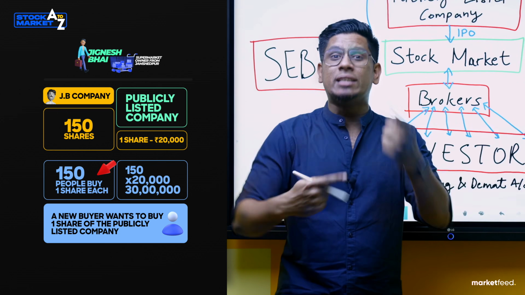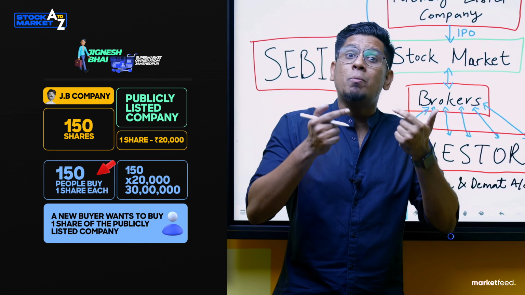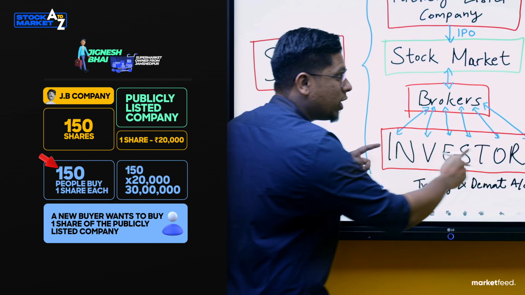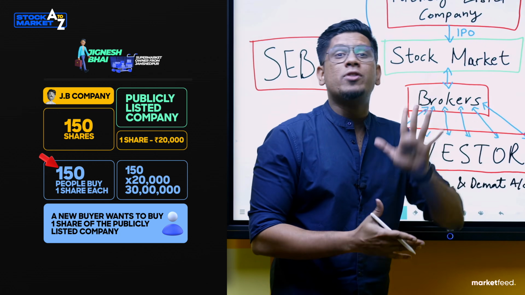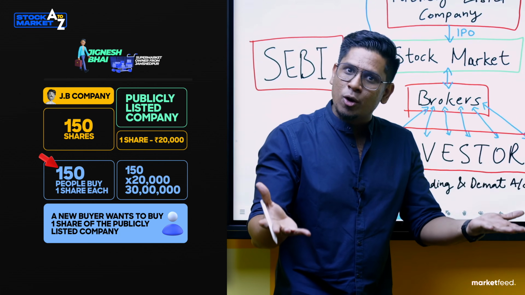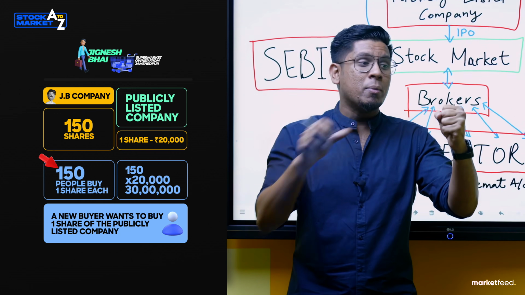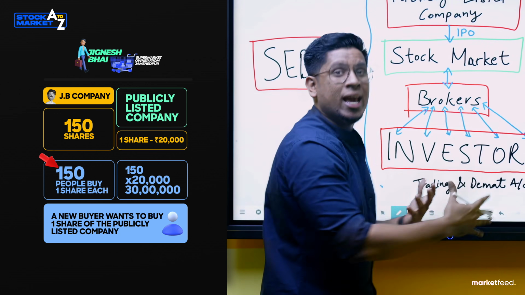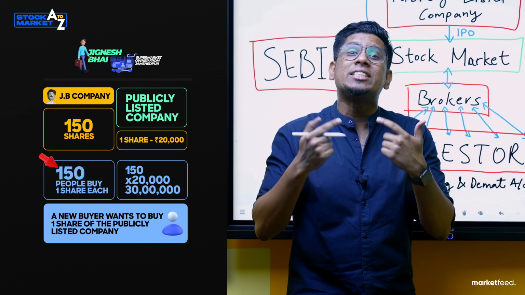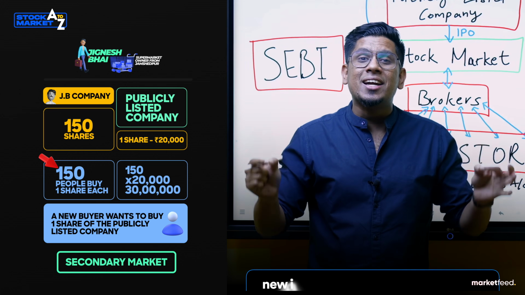So this new person needs a share. Where can he buy it from? He has to buy it from an existing shareholder. Out of these 150 people, he has to buy it from one of them. So that transaction can also happen in the stock market. This new person buys the share from an existing shareholder in the public space, right? And that is where this new person gets the share from. And this transaction is called the secondary market.